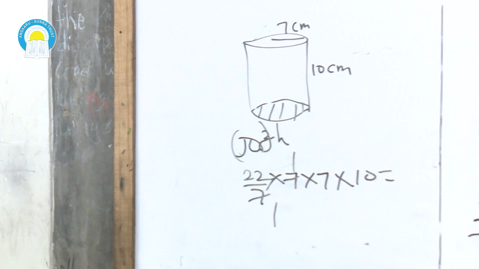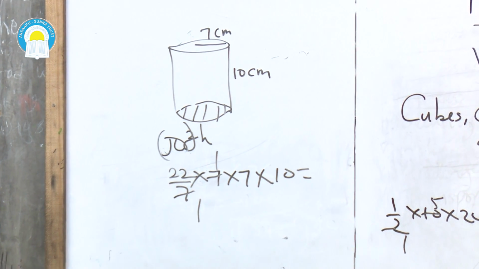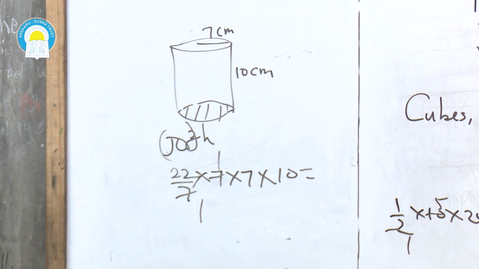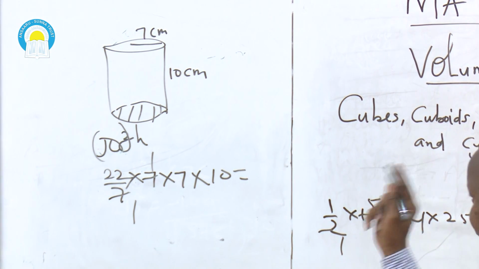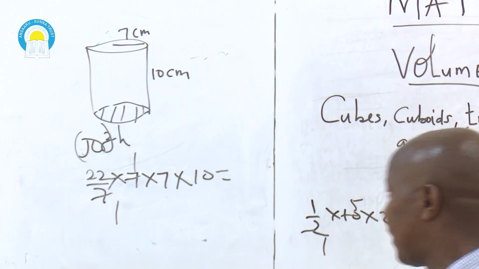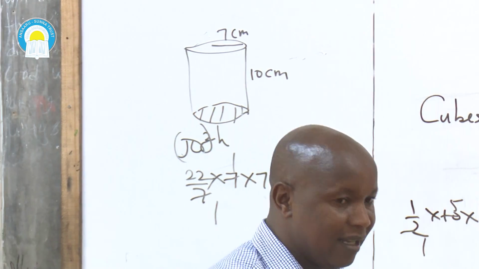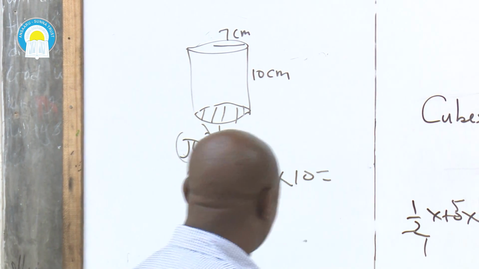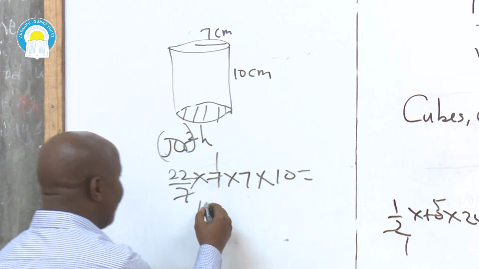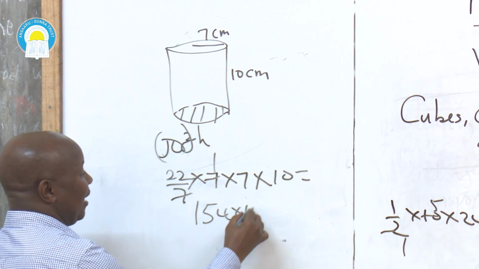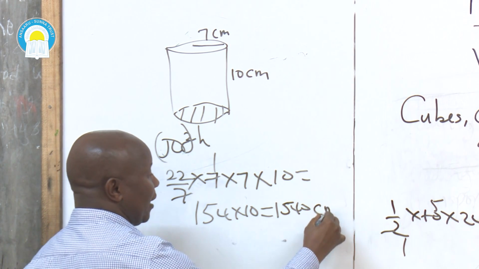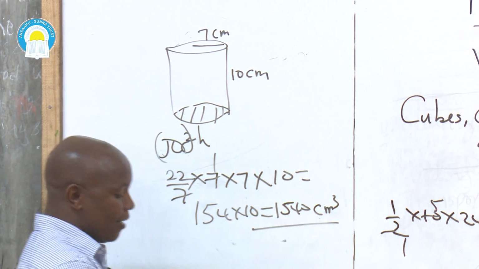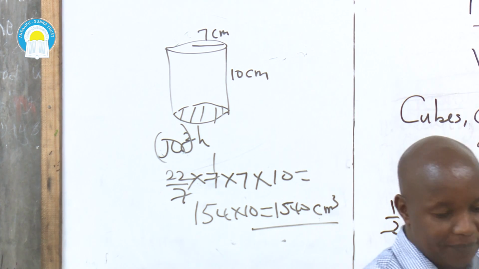These things you should master in your brain, not calculating every time. Remember, in an exam, you are only given 2 hours to do your work. So I don't want to see students wasting a lot of time doing simple multiplication. You make your mind busy, and your mind will work it out. So 22 times 7 is 154. Then you multiply by 10. That becomes 1,540 cubic centimeters. That's how you get the volume of a cylinder.